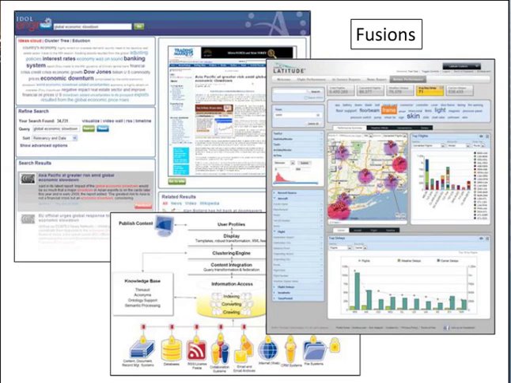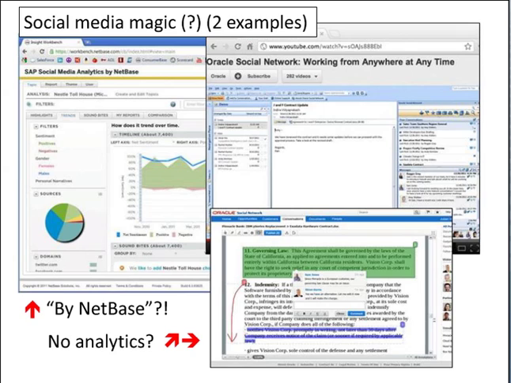Moving on. My next point, social media magic. This is the slide that I originally called social media analytics. I removed that because of the two examples I chose to use. One was Oracle Social Network, in this case operating as a server plugin to Microsoft Exchange for use by the Outlook email clients. Essentially you can have social conversations within the Outlook environment.